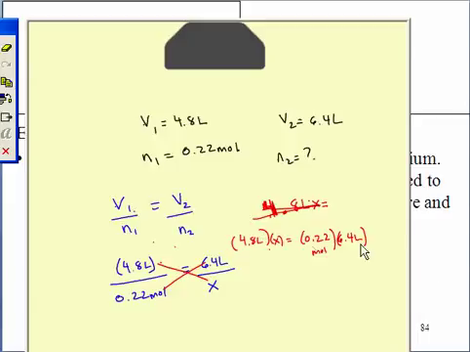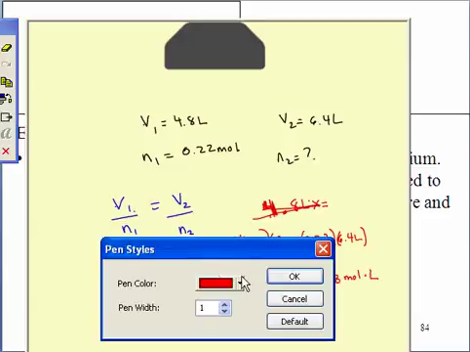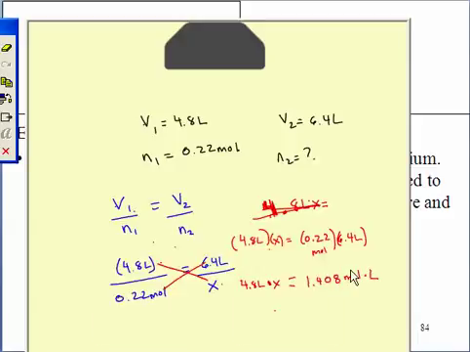Okay, so I'm going to multiply these two together. And when I do, my calculator tells me 1.408, and my units are moles times liter. And then over on the other side, I have 4.8 liters times X. Okay, so I want X all by itself, so I'm going to divide both sides by the 4.8. I'm going to change my pen color so you can clearly see what I'm doing. Okay, so let's see. Divide both sides by 4.8 liters.